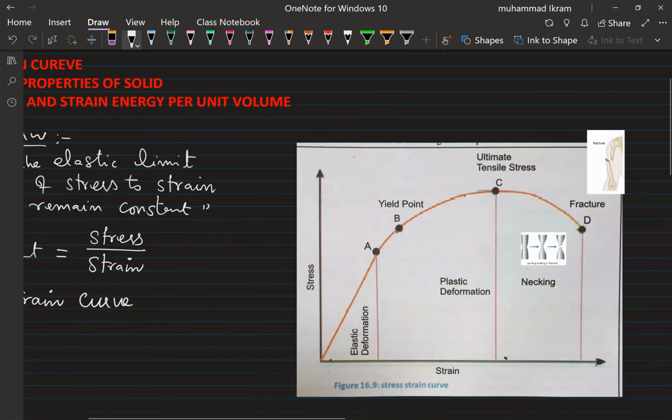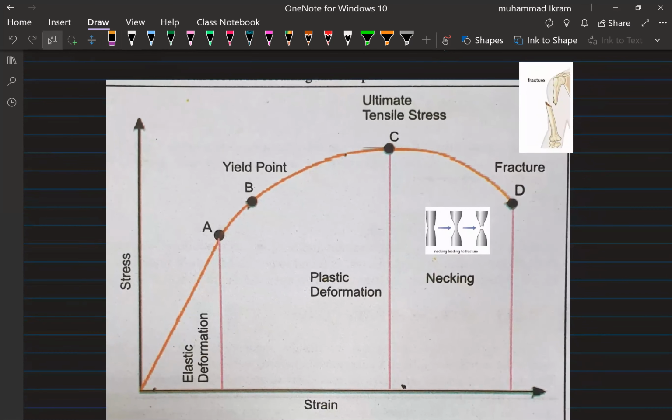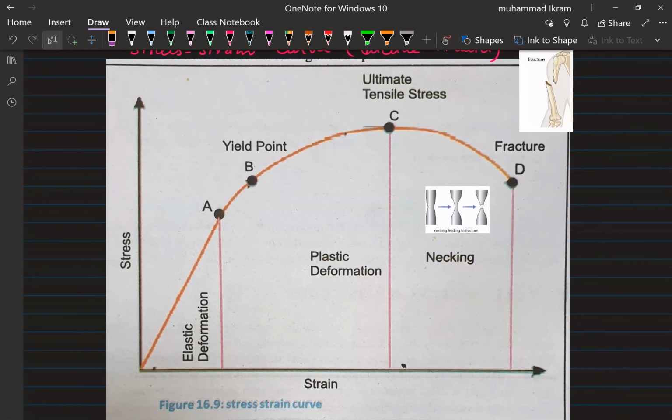Here we have the stress-strain curve for the given material. This is the stress-strain curve for a ductile material. Ductile materials or substances are usually those which can be drawn into threads or sheets. In this diagram, this is the stress in Newton per meter square, and here we have the strain produced in the body.